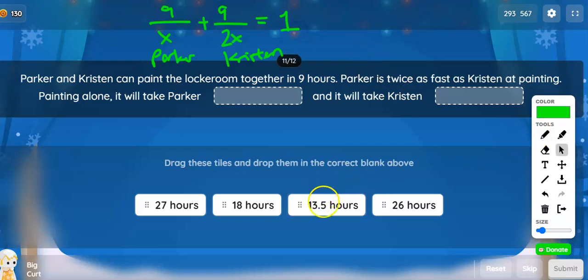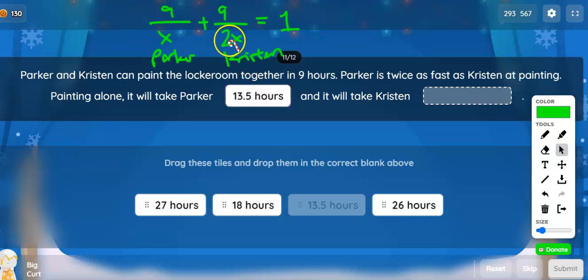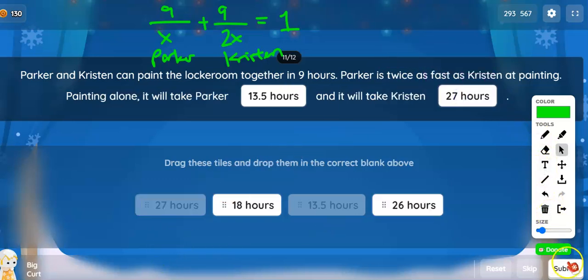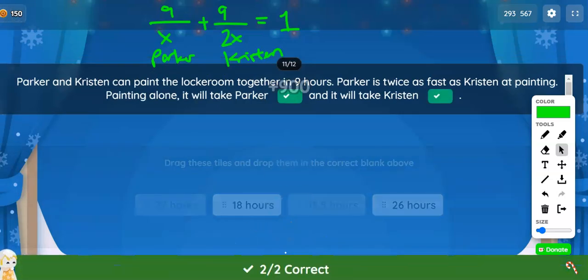You put that in Desmos, you get the intersection at 13.5. And remember, Kristen takes twice as long. Multiply that 13.5 by 2. That was mean to put a 26 there. 26 and 27.